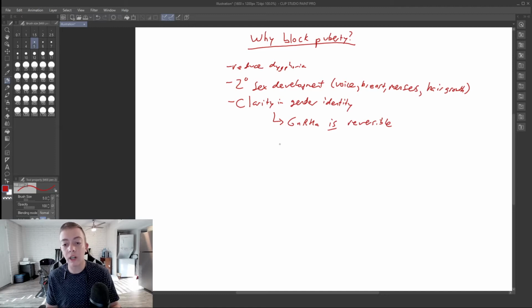So if you started somebody on leuprolide and they decided that they wanted to go back and start their own endogenous puberty, you can stop the medication, and then after 6 months or so, they will resume their normal puberty. So you are not causing irreversible effects with this GnRH agonist.